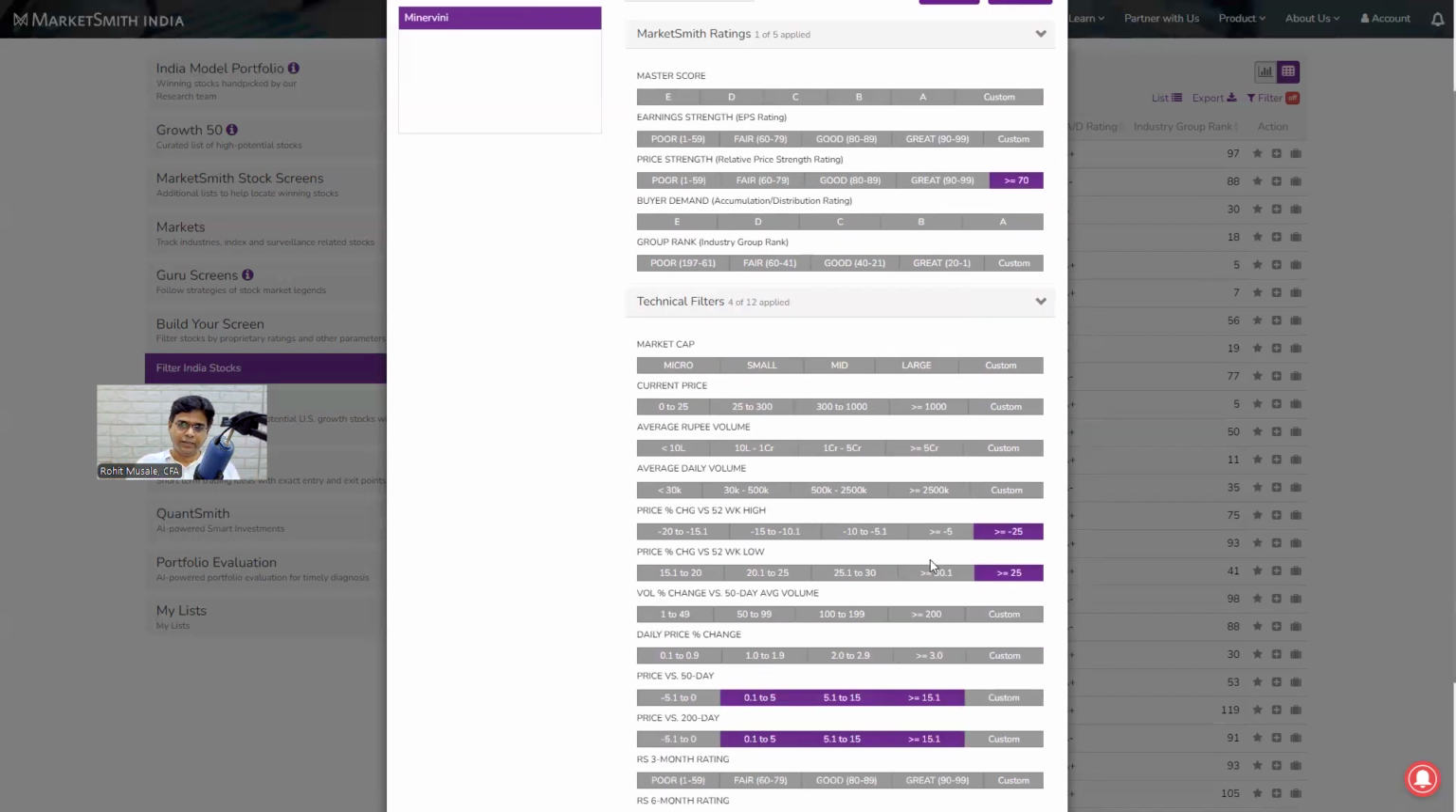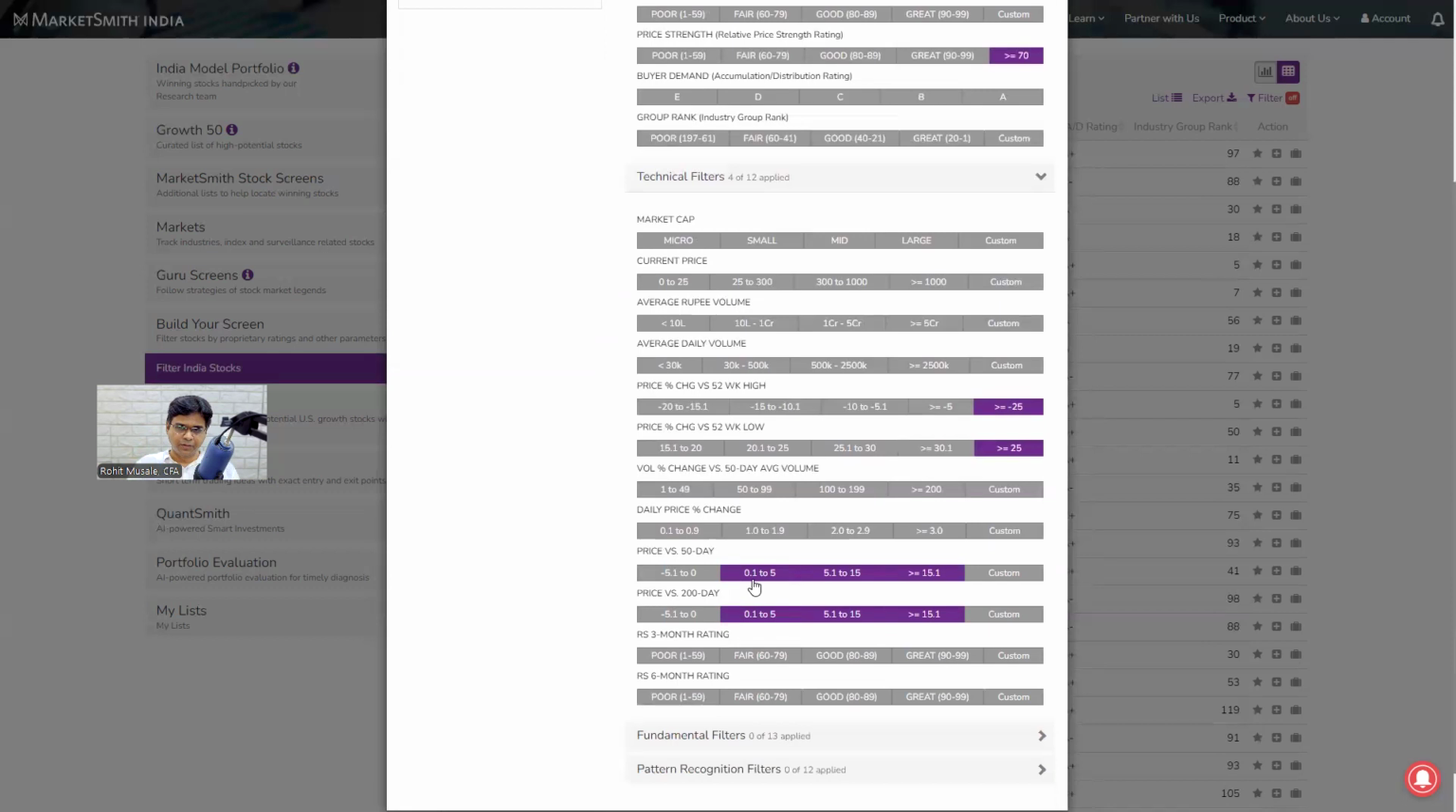Now, in the trend template, Mark Minervini wants to look at stocks which are trending up, which means what? Price should be above the 50-day simple moving average. So these three filters ensure that the price is above the 50-day moving average. The price is not below the 50-day moving average. Also, the price should be above the 200-day simple moving average. So that is why I have selected these three filters.